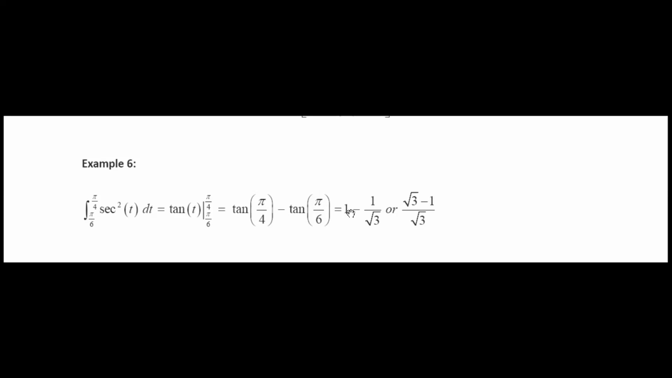Tangent of pi over 4 is 1. The tangent of pi over 6 is 1 over the square root of 3, and that's a good answer right there. 1 minus 1 over the square root of 3, or if we get a common denominator, there's another way you could leave this answer.